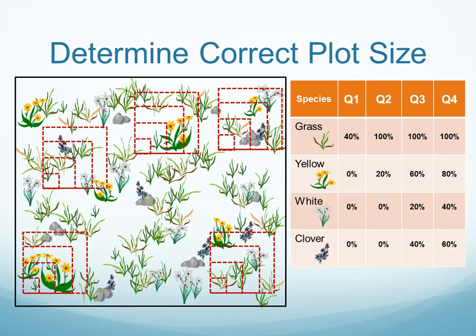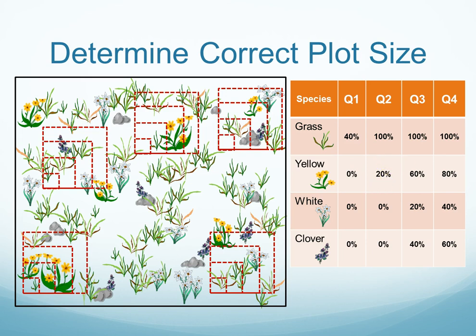Grass species is the only species that occurred in the smallest quadrat size 1. It occurred in 2 out of 5 quadrats for 40% frequency. As we increase the size of the quadrat, the frequency of grass rapidly increased to 100%. With the yellow daisy, it was not found in the smallest quadrat, but it started to occur in the second quadrat, or quadrat size 2, for 20%.